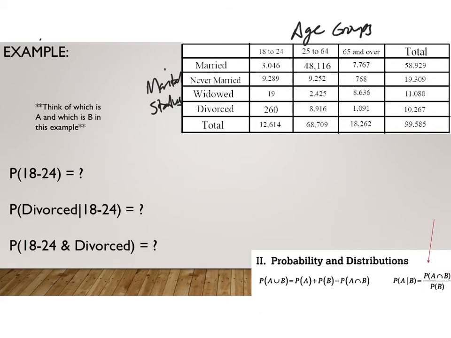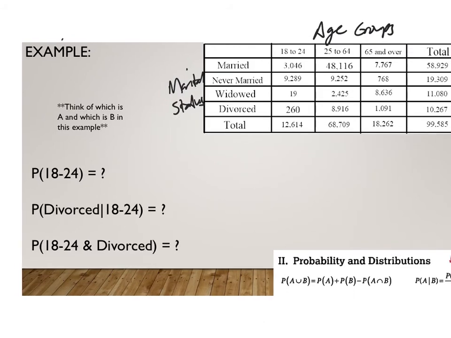So the first one here is the probability that somebody is 18 to 24. So 18 to 24 here in this one would be, and they're technically in thousands of people, but we'll just leave it as 12,614 over 99,585. So we'll just look at it as being 12,614 people and 99,585 rather than that times 1,000.